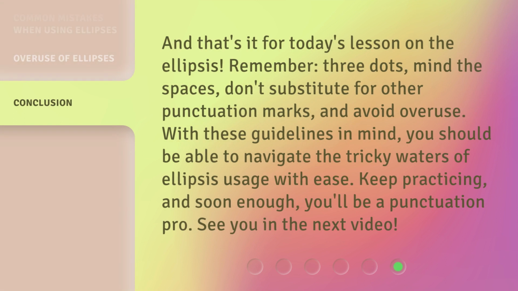And that's it for today's lesson on the ellipsis. Remember, 3 dots, mind the spaces, don't substitute for other punctuation marks, and avoid overuse. With these guidelines in mind, you should be able to navigate the tricky waters of ellipsis usage with ease. Keep practicing, and soon enough, you'll be a punctuation pro.